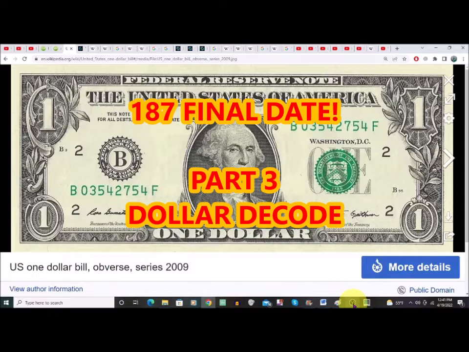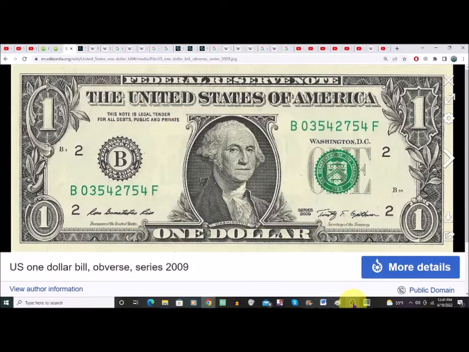Part three. I'm actually going to end up having to do a part four to this as well. So this is part three of the 187 decode. What I'm going to go through in this is touch back on what I was touching on in the last video. I'm just going to recap a little bit because, of course, I forgot to mention a few things. Then we're going to move on with some of the stuff that's in popular culture around the 187.